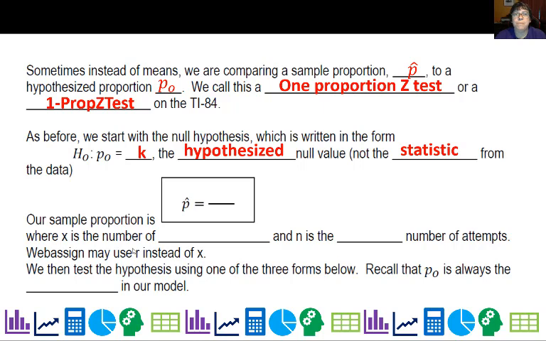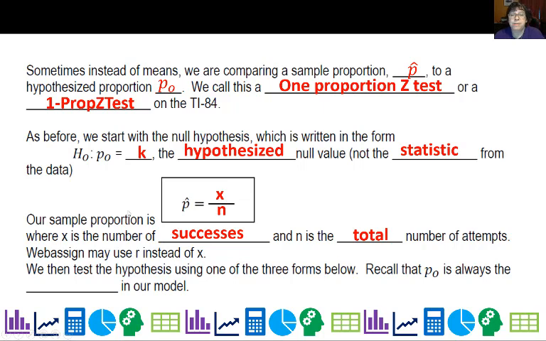So, for example, if we were looking at what percentage of babies born are male, you would assume that it's 50%, so k would be 0.5. We can calculate from the sample the p hat, or the statistic, by dividing the number of successes, x, by the sample size, n. So n is the total number of attempts or the sample size. By the way, sometimes on WebAssign, you might see an R instead of an X.